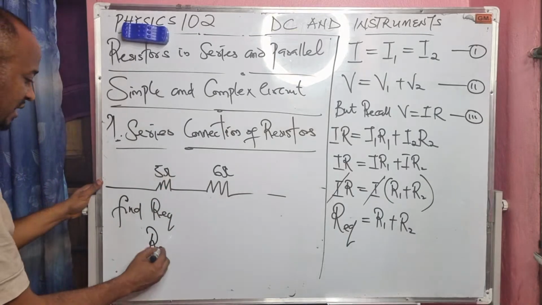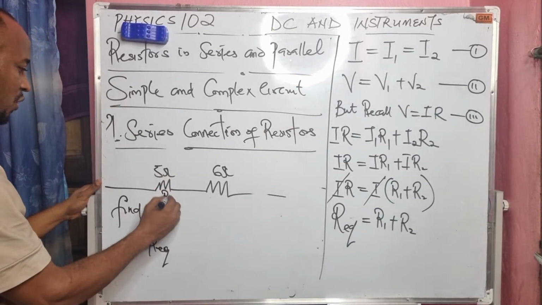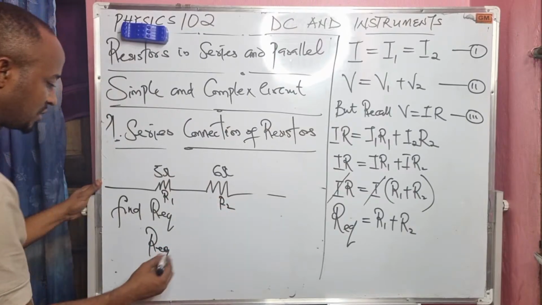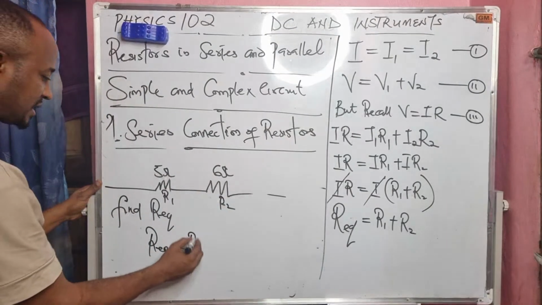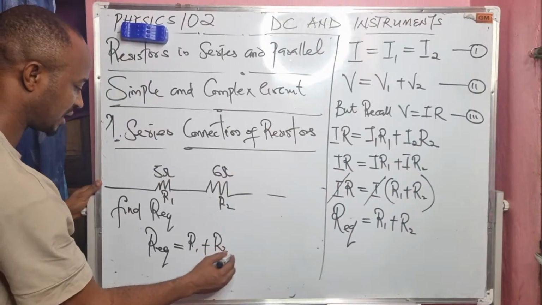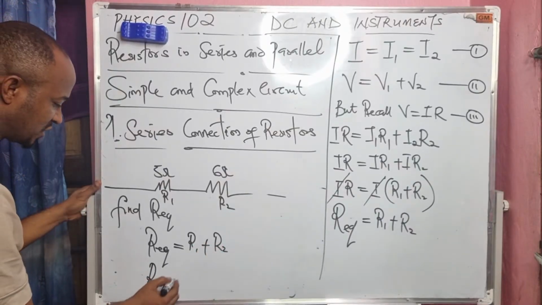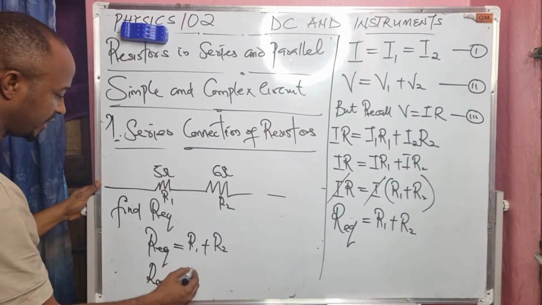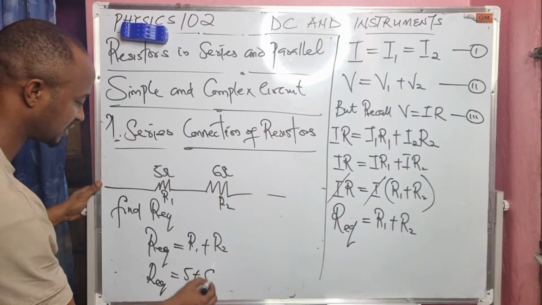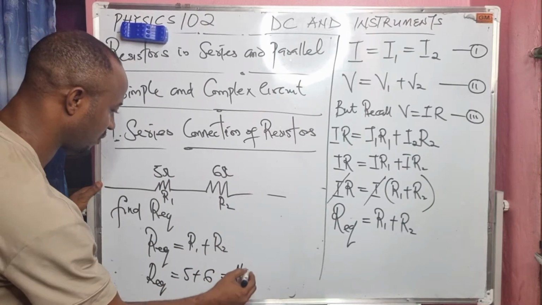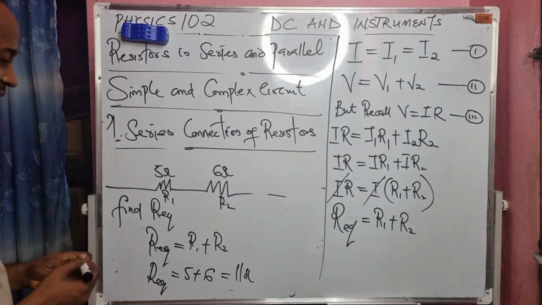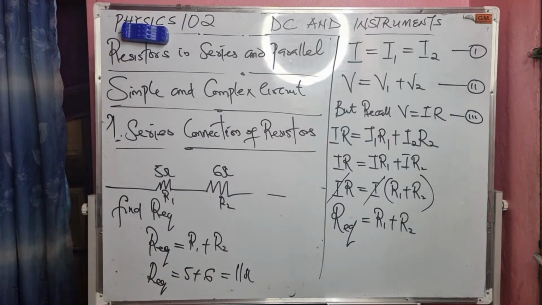So my R equivalent, let's call this R1 and this R2. What will be our R equivalent? It is R1 plus R2. So our R equivalent will be, what's the R1 here? 5 plus, what's the R2? 6. That will give us 11 ohms. So the total resistance is 11 ohms.